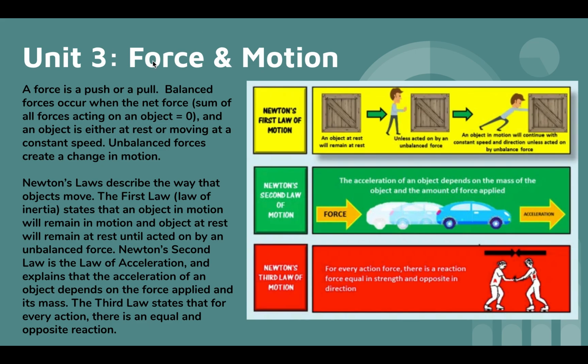Unit 3, force and motion. A force is a push or a pull. Okay, balanced forces occur when the net force, which is the sum of all forces acting on an object, equals 0. And an object is either at rest or moving at a constant speed. So remember, we have a book just sitting on a table, okay? If it's just sitting there, all of the forces acting on it are equal or they're balanced.